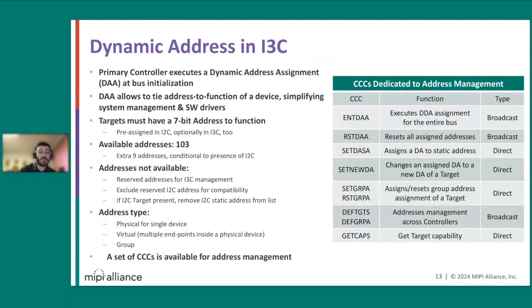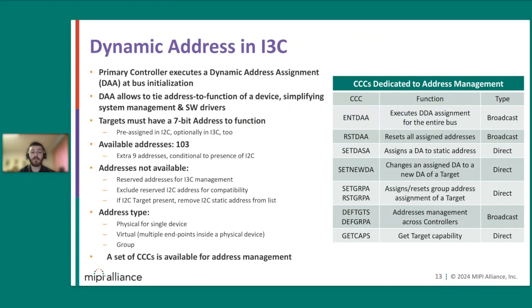Okay, so here we go with the dynamic addresses. This is the responsibility of the primary controller during bus initialization. Every target must have a 7-bit address in order to function. So if you go back to I2C, these were static addresses, which can cause complications. And so in I3C, we moved to the dynamic address, which simplifies system management and drivers a lot. There is still a sort of option to have a static address, since we do allow mixed buses. Basically, for an I2C device which has a static address, it would just use that static address and have it assigned during the dynamic address assignment procedure.